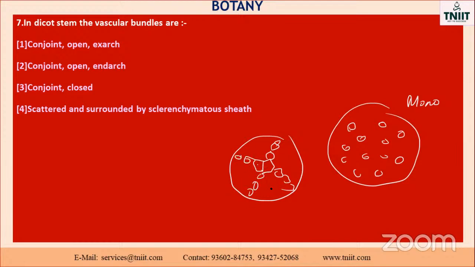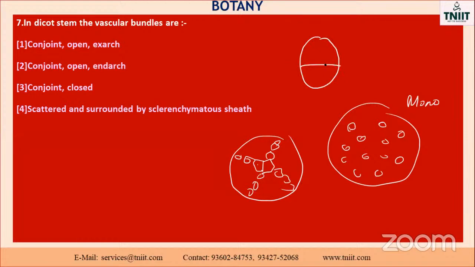Okay, this is the structure. Here, which one is the correct one? Just imagine the conjoint, open, exarch. What is open? What is closed? The vascular bundles, the cambium present.